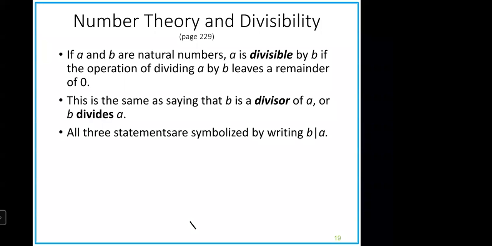Okay, so we're going to look again. All 3 statements are symbolized by writing B divides A. So the symbol is shown here. You put, I don't want to call it a slash, but a dividing line between A and B. It is a vertical line, not a leaning slash. Okay.